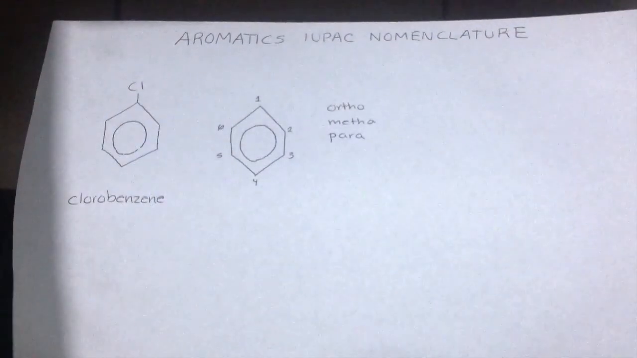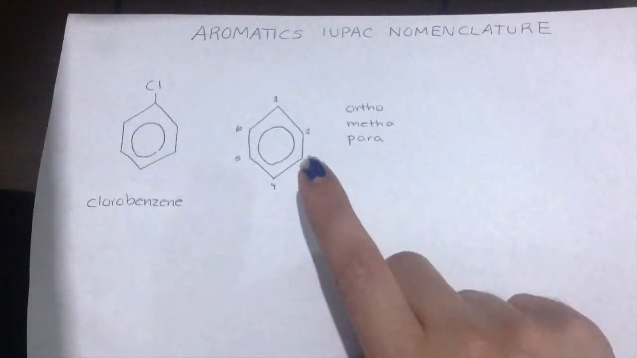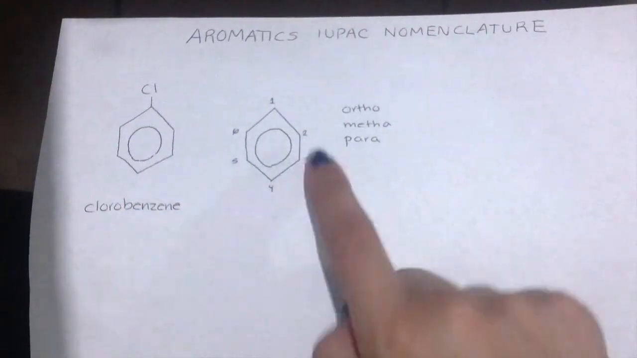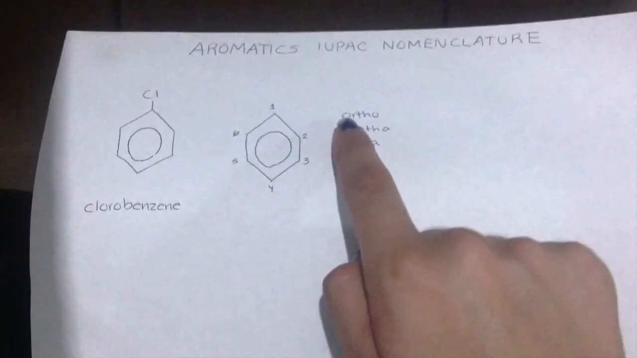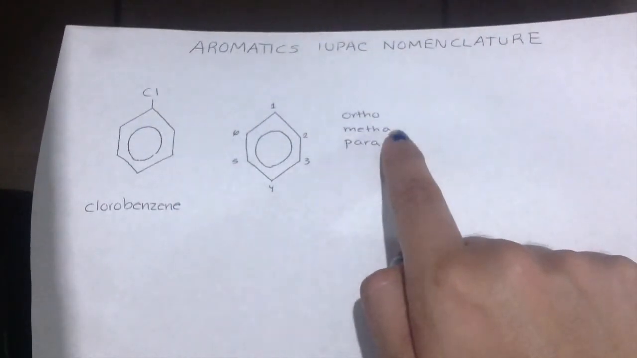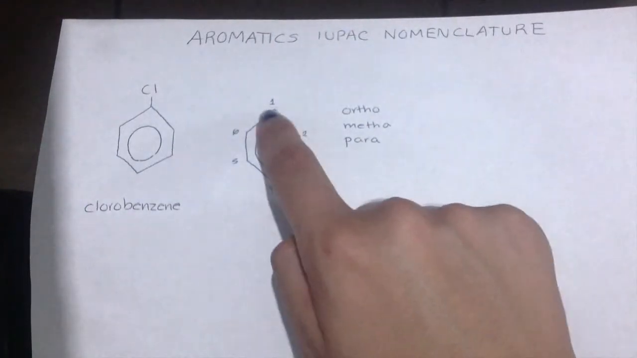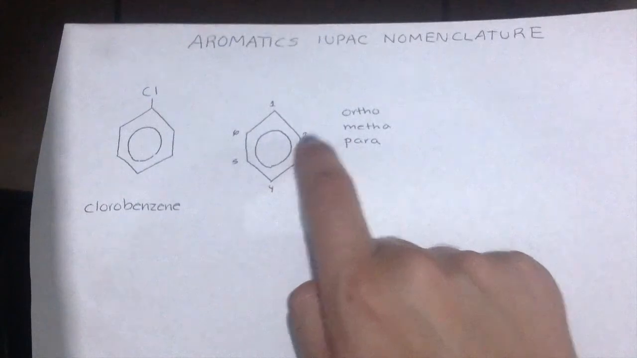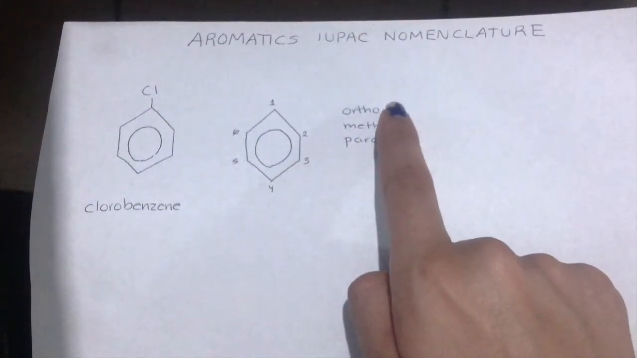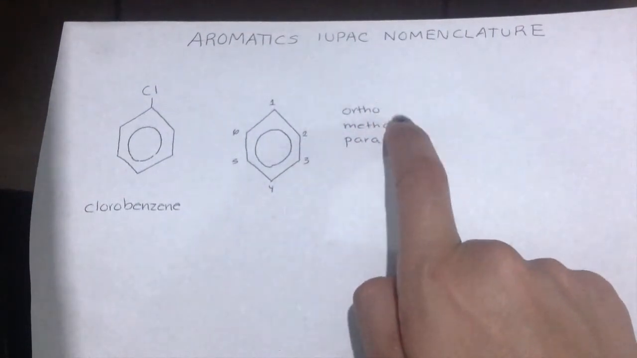Okay, now that's if you have one substituent. But if you have more than one, for example, one here or here or here, first of all, you will use the prefix ortho before naming the substituent when you have the two substituents in number 1 and number 2. That will be ortho because it comes from the Greek for two.